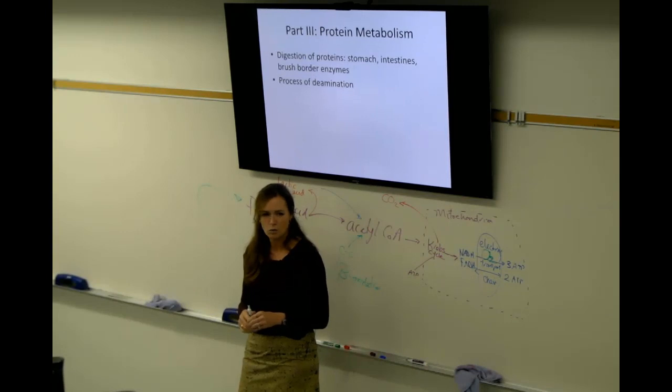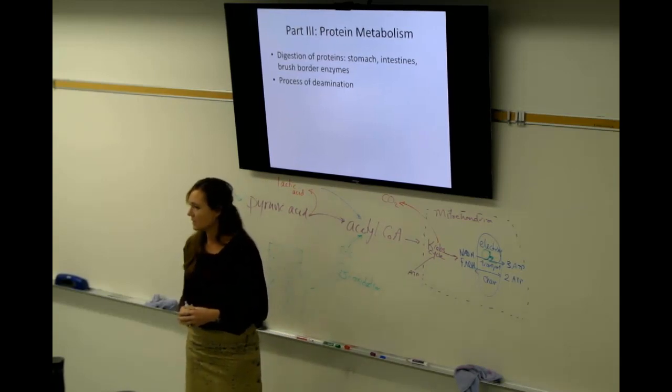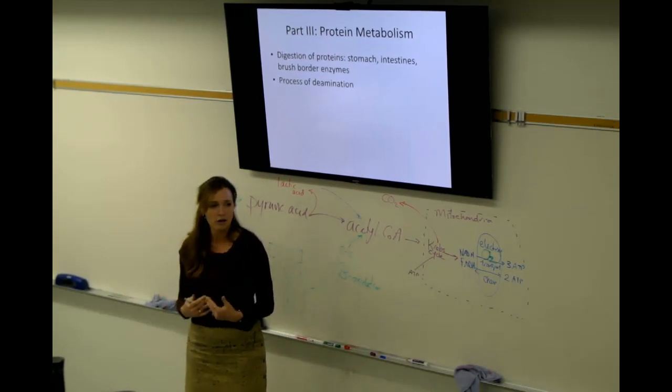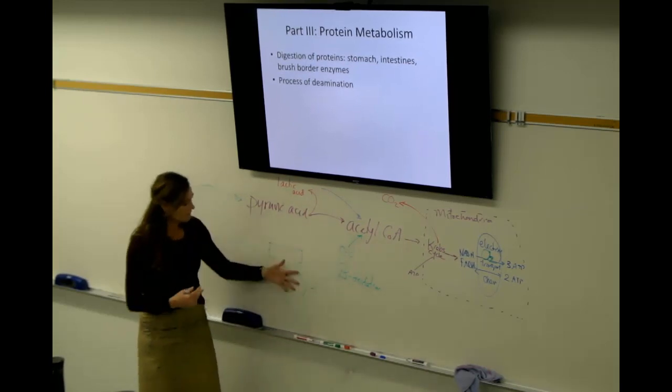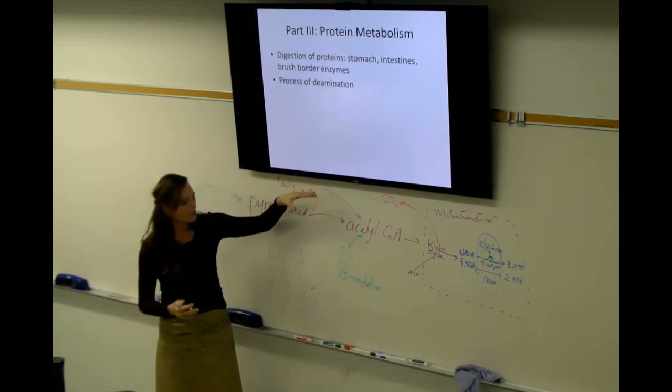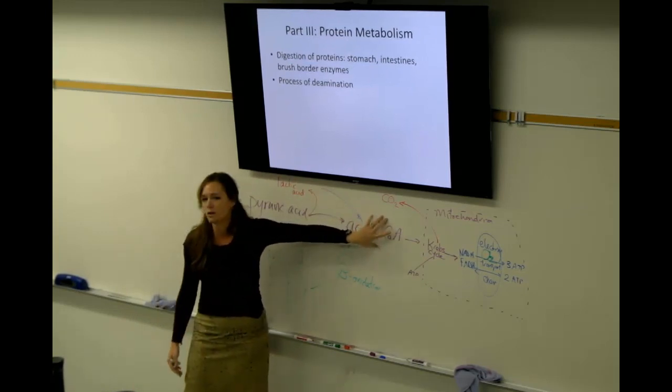So you should know that there have been 20, currently 21, different types of amino acids. And if we're going to utilize protein for energy, it must be deaminated. But the main thing, whether you're using fats or carbs or proteins, is they're all going to become acetyl-CoA.